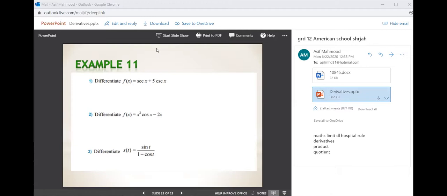So I'm done. What's the answer? 2x cosine x minus x squared sine x minus 2. Wait, slowly. 2x cosine x, minus x squared sine x, minus 2. This, right? I can't see the board, but I think that's right.